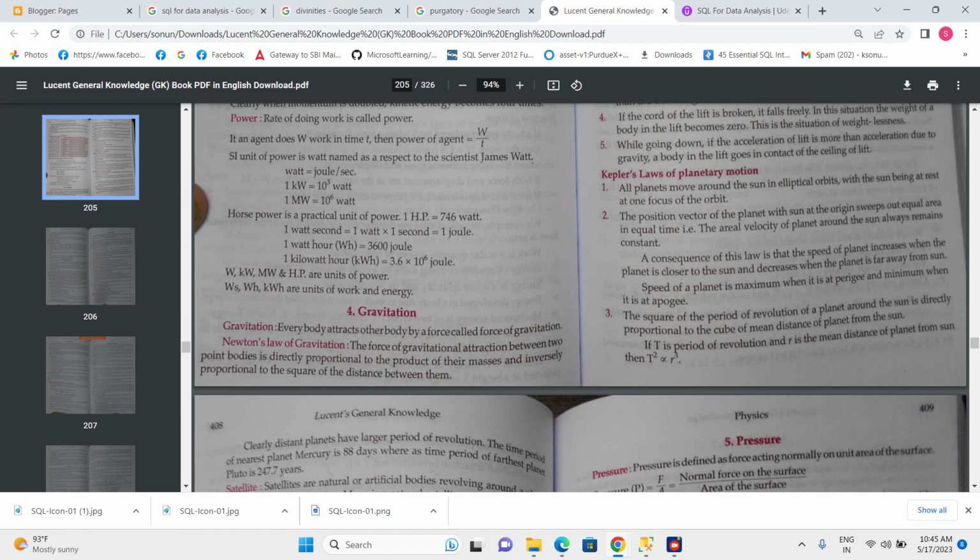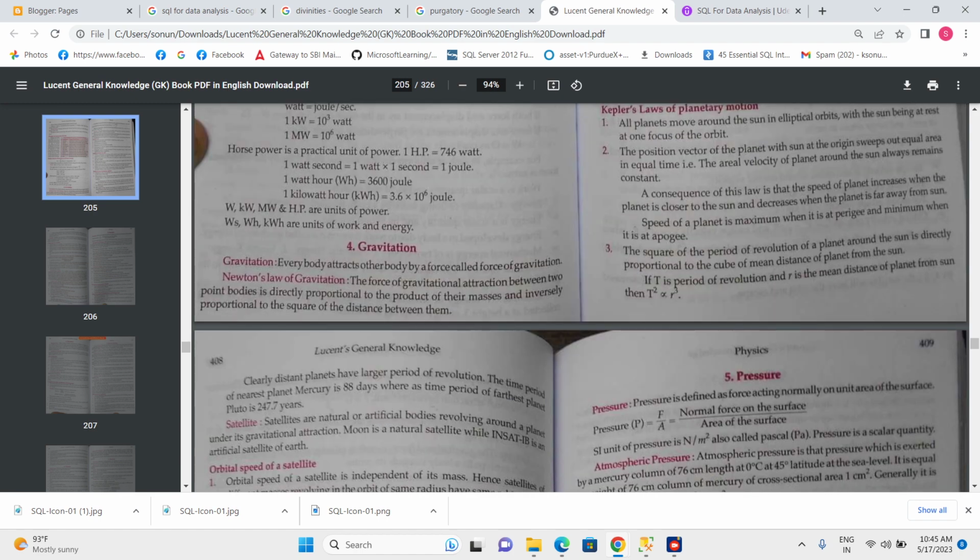First, areal velocity of a planet around the sun always remains constant. Second, a consequence of this law is that the speed of a planet increases when the planet is closer to the sun and decreases when the planet is far away from the sun. Speed of a planet is maximum when it is at perihelion and minimum when it is at apogee. And the relation between time period and radius is T² directly proportional to r³.